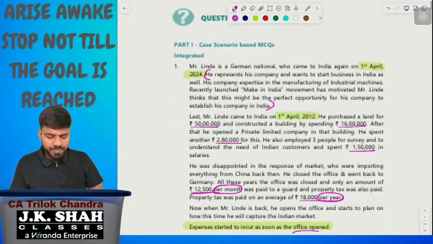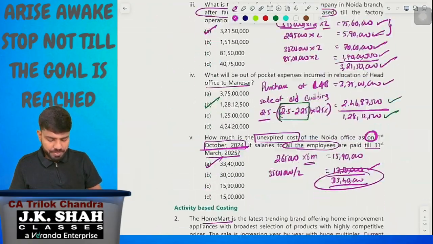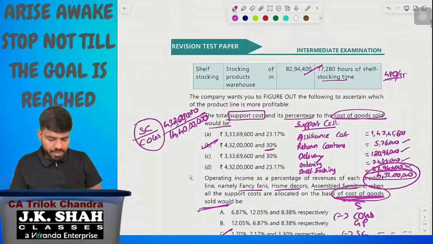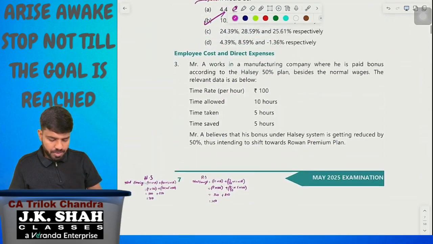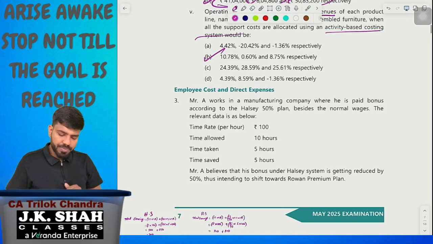Remaining questions are small only. Let us complete fast. Done with the first two questions. Now look at the third one.